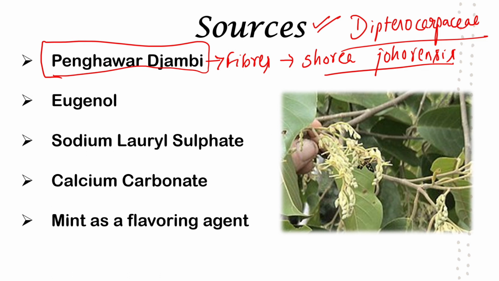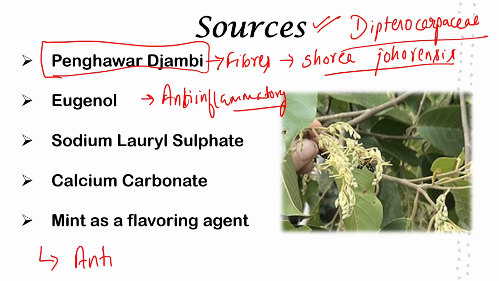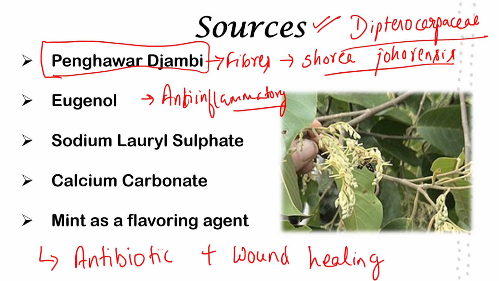The resin obtained from this tree, pengavar-jambi, is traditionally used in Indonesian and Malaysian traditional medicine. One of its notable uses is anti-inflammatory action. It is also used in treatment of arthritis, rheumatism and muscle pain. In addition to its anti-inflammatory properties, the pengavar-jambi resin is also believed to possess antimicrobial and wound healing properties. Therefore, it is also applied topically to alleviate pain and inflammation associated with various ailments.